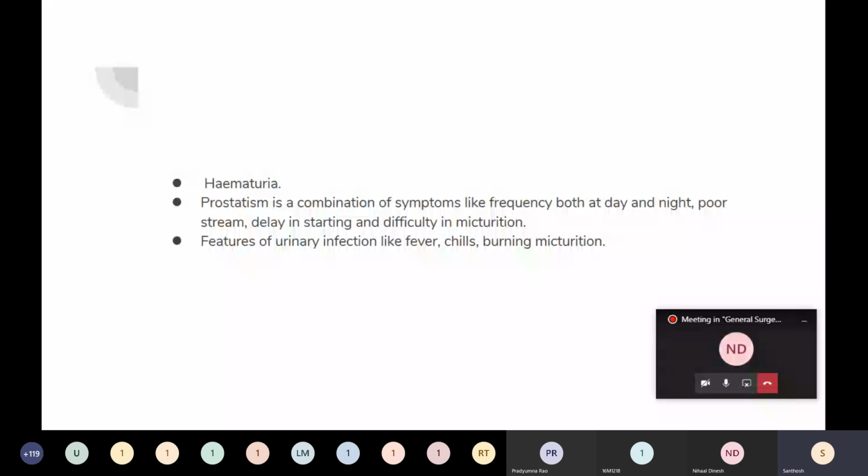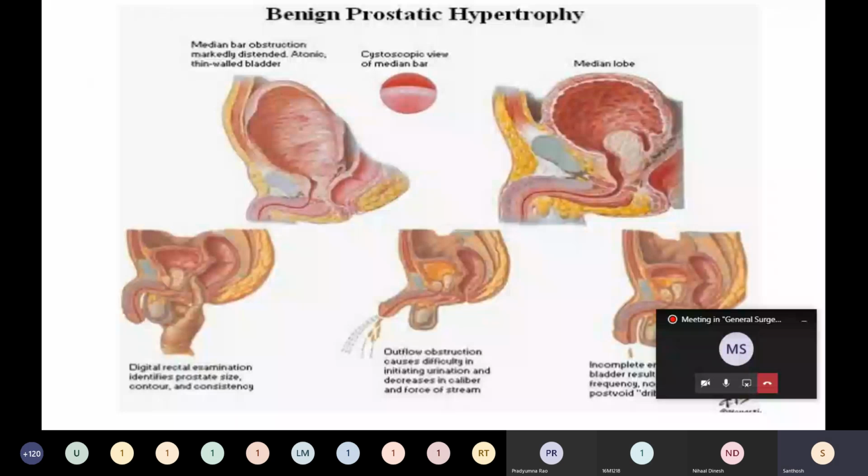Okay, hematuria and then prostatism is a combination of symptoms like frequency both at day and night. Usually in BPH there will be frequency in the night, but here both day and night can occur, and there will be poor stream of urine and delay in starting micturition. Features of urinary infections like fever, chills and burning micturition will be present. This is showing the different phases, that is obstructed outflow and reduced stream.